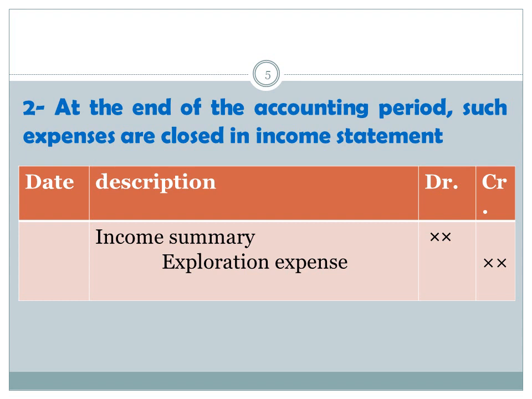At the end of the accounting period, at the end of the year, these expenses are closed in the income statement. So these expenses in the first stage will be in the debit side. When we close these expenses they will be in the credit side, and the debit side will be income summary.